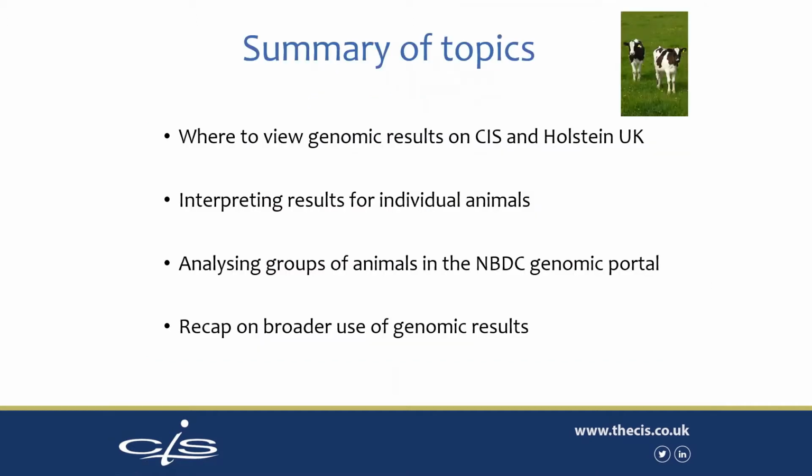Just a summary of topics we're going to cover. Initially, we're going to look at where you can view genomic results on CIS and on Holstein UK. We're then going to look at how to interpret results for individual animals, and then look at analyzing groups of animals in the NBDC genomic portal. And at the end, we'll recap on the broader use of these genomic results.